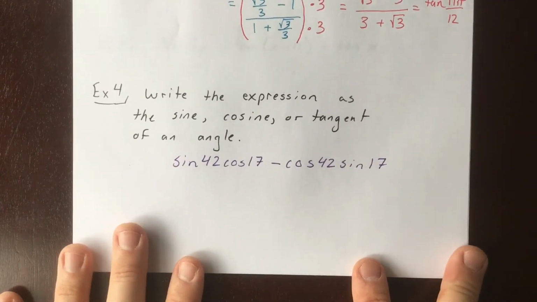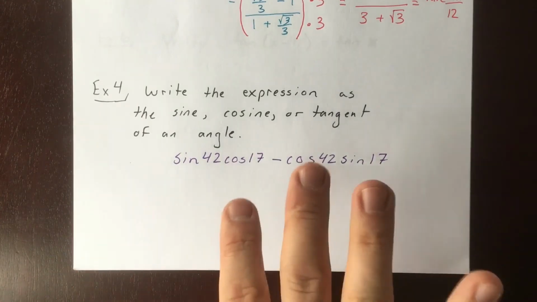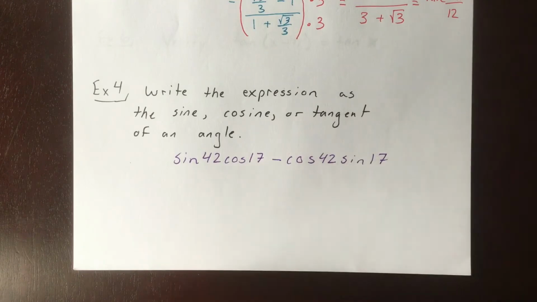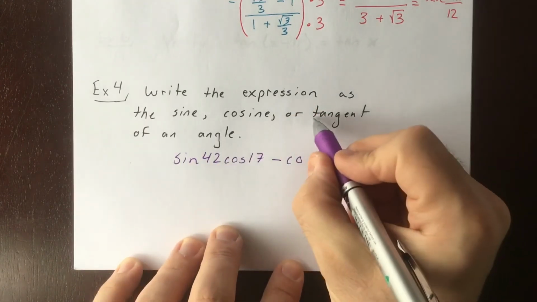Write the expression as the sine, cosine, or tangent of an angle. So I'm looking at this, and this is kind of set up as one of our identities. There's nothing here; I see no tangent, so we know it's not going to be tangent.